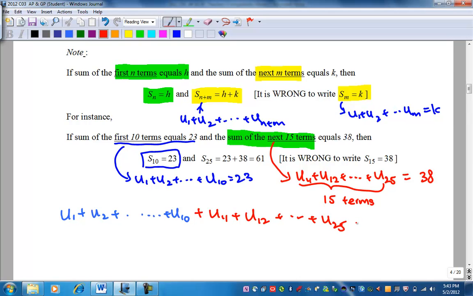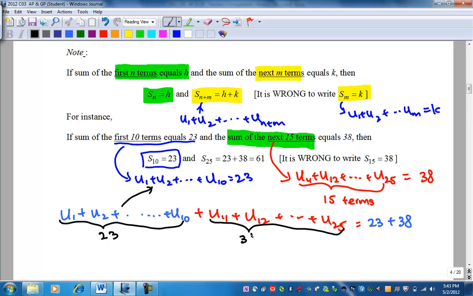Now what would this be? It's actually the blue part add on to the red part. Why? Because the sum of the first 10 terms equals 23, as what we have illustrated earlier. The sum of the next 15 terms written in red equals 38, which is what we have written earlier here.